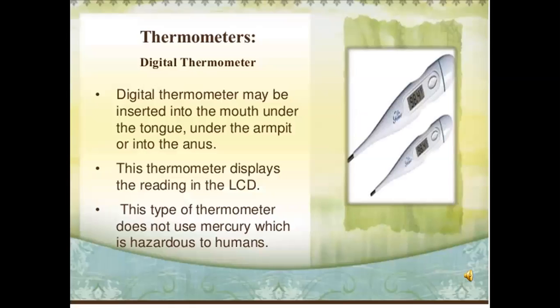A digital thermometer may be inserted into the mouth, under the tongue, or under the armpit, or into the anus. This thermometer displays the reading on an LCD. So we can easily take an accurate measurement of temperature. This type of thermometer does not use mercury, which is hazardous to humans. Mercury is harmful, so we can easily use the digital thermometer.